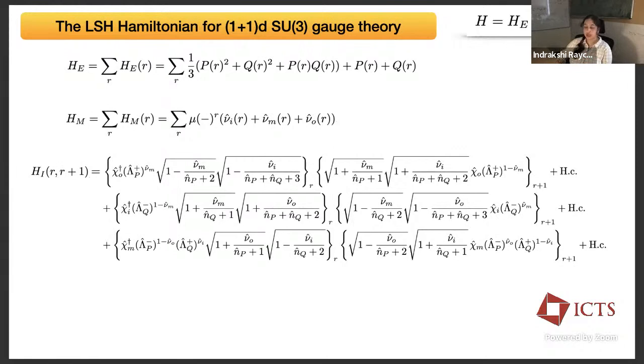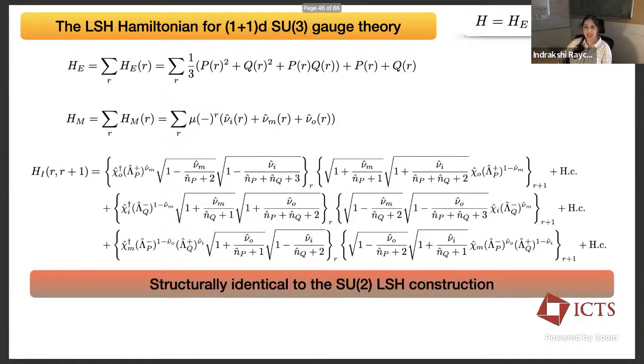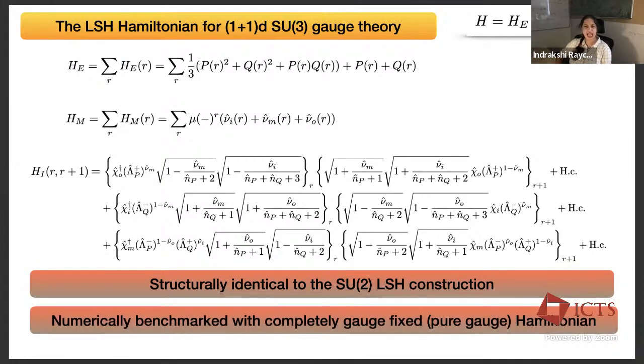Now, this Hamiltonian looks complicated, I agree, but the important fact is that this SU(3) Hamiltonian, which we obtained in a very complicated way and through a lot of mathematical details, ultimately has a final structure identical to the structure we had for the SU(2) construction. And we have also numerically benchmarked this SU(3) Hamiltonian against a pure gauge-fixed Hamiltonian, where one gets a purely fermionic theory with long-range interaction that describes the same theory, the same spectrum.